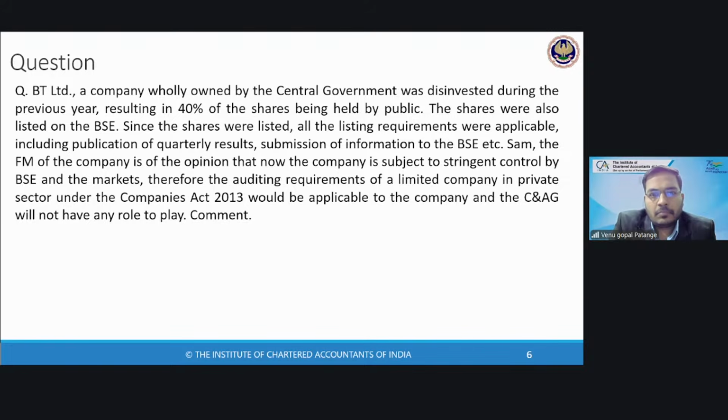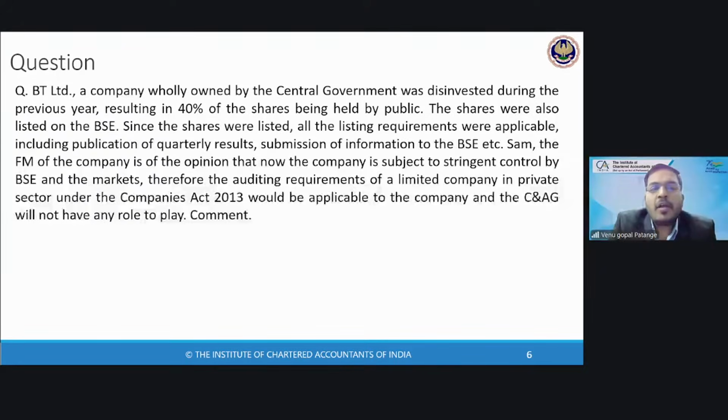Comment. So any guesses, Ayush or someone? No, sir, I guess that should not be the case. Why so? Why do you think so? Because these are different things. The Constitution has directed C&AG for the audits, so that's a separate thing going on, and one separate thing, or we may call it the additional requirement, which the BSE and the markets are putting on the company. So there would be two requirements for the company to fulfill.